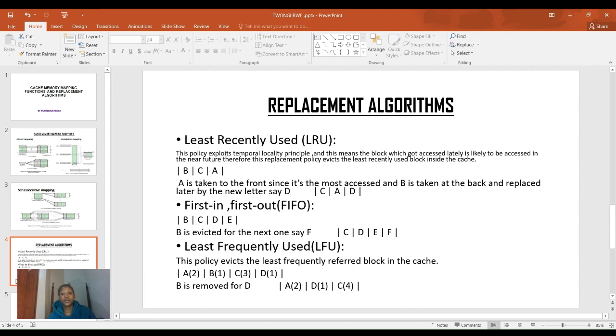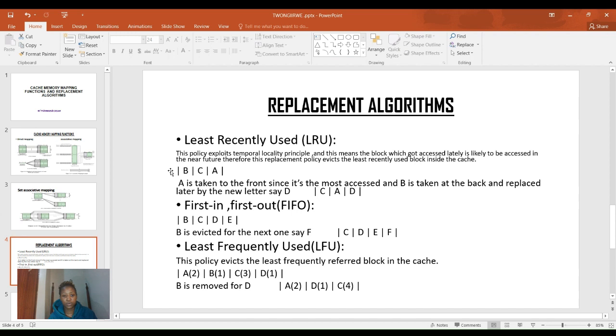And now we have the replacement algorithms. They help to know which line or block is to be replaced in case the cache is already full and you have other data to load in. Here we have least recently used, which is LRU. This policy explains the temporal locality principle: the block which got accessed lately is likely to be accessed in the near future. Therefore, this policy evicts the least recently used block inside the cache.